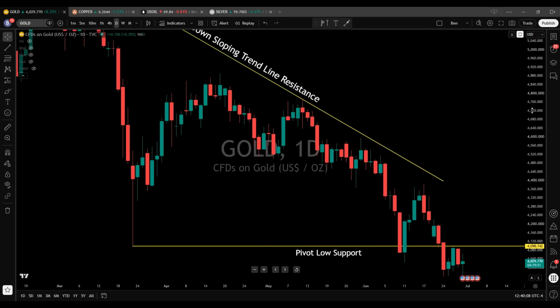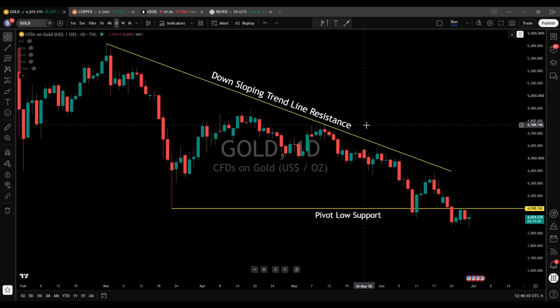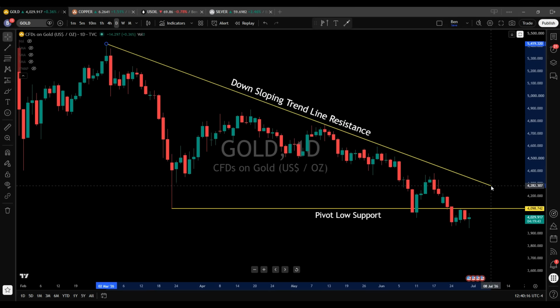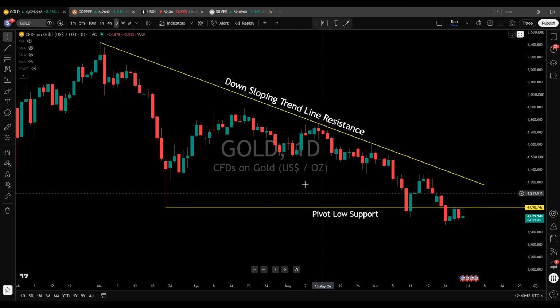Here's the chart of gold, downsloping trend line resistance. So this gives two pivots, pivot one, pivot two. This is showing us that we're still technically in a downtrend on gold, and we've broken below this low pivot. As you can see, we broke below it. Price action got back above, broke below it. Now it's putting in this bearish consolidation.